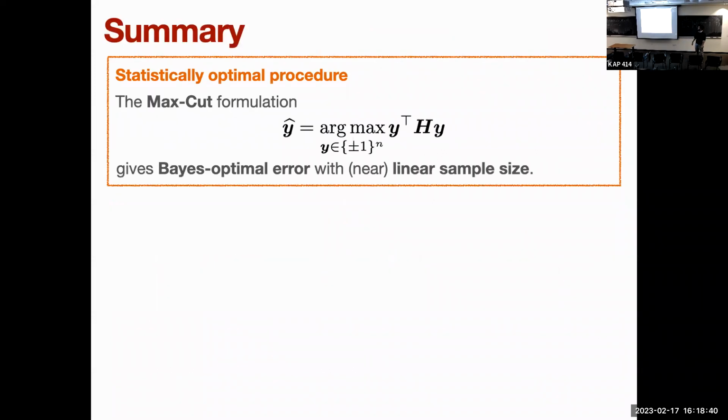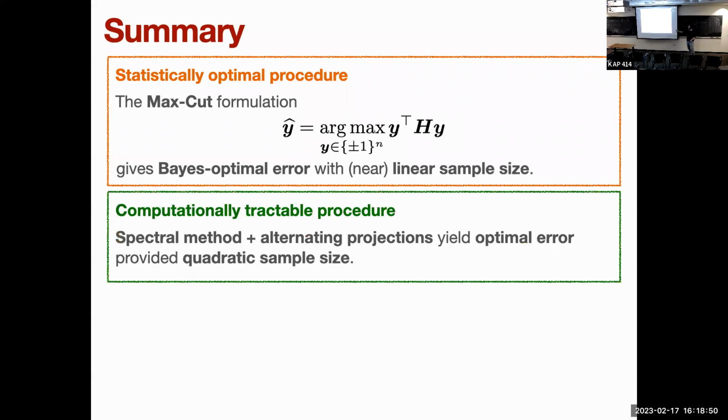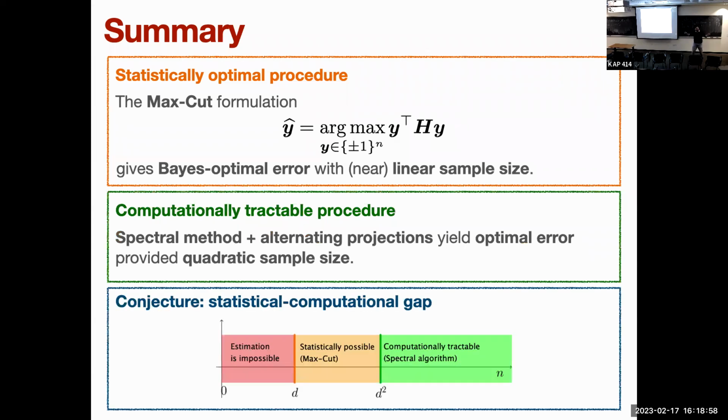All right. Just to summarize the talk, we came up with a statistically optimal procedure that achieves the two things that we want, but is unfortunately not tractable from a computational perspective. We came up with an algorithm that is tractable, and we have guarantees that give you quadratic sample complexity. But we don't know what to do in between, and we can give you some evidence that apparently there is no polynomial time algorithm that would solve the problem in the orange region.